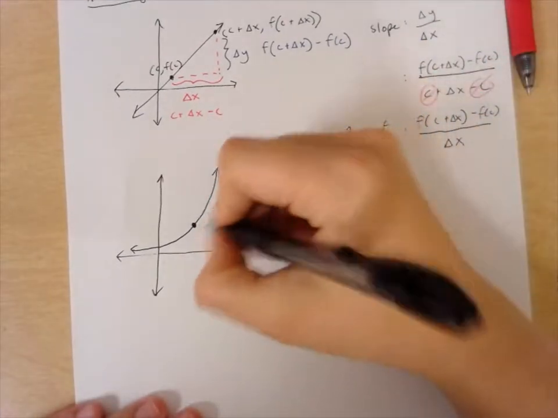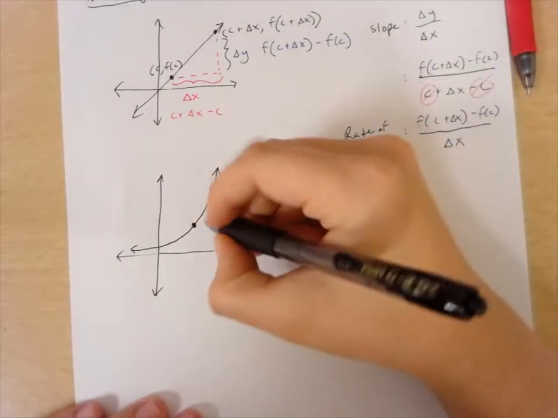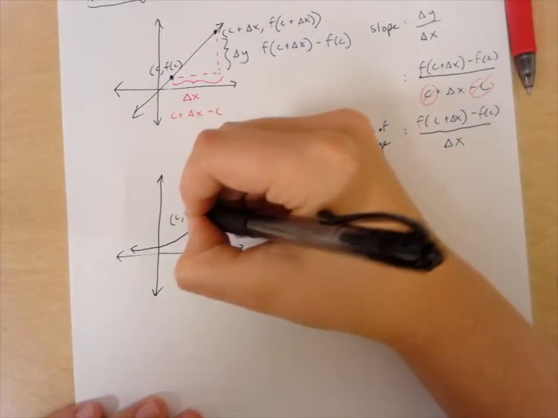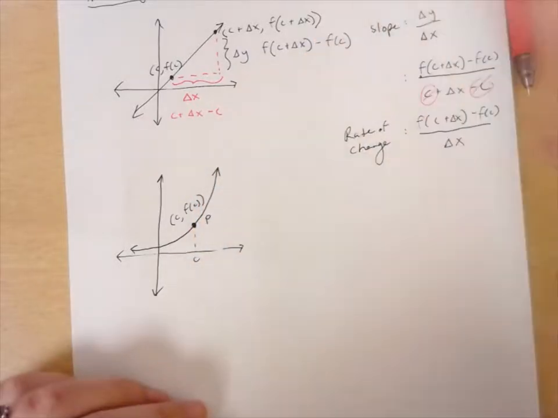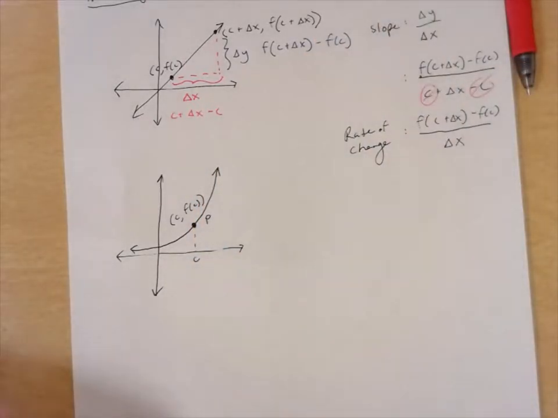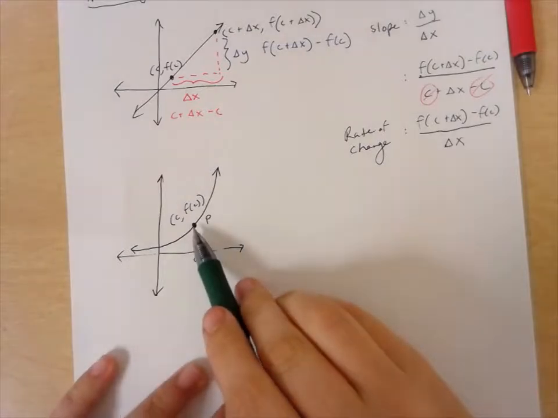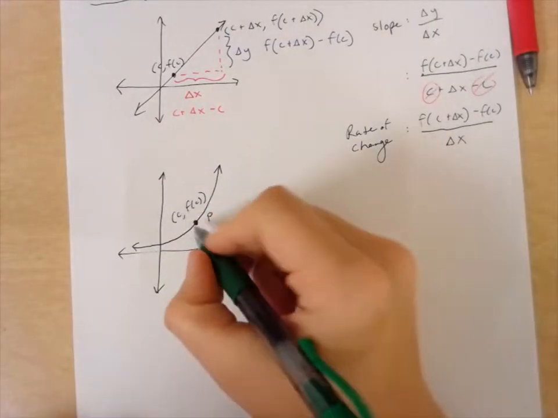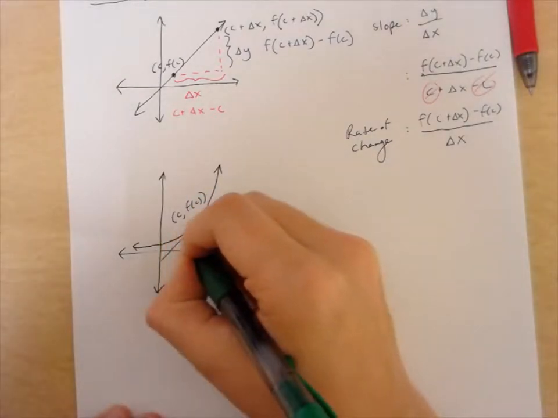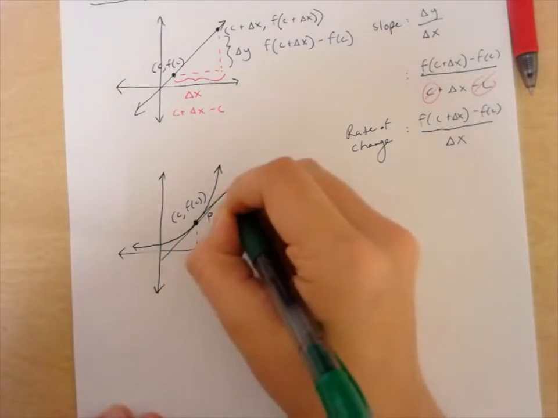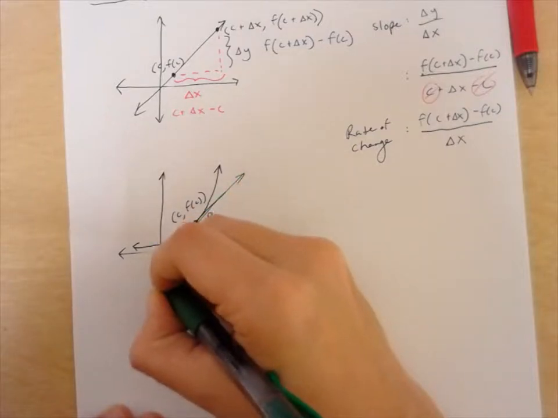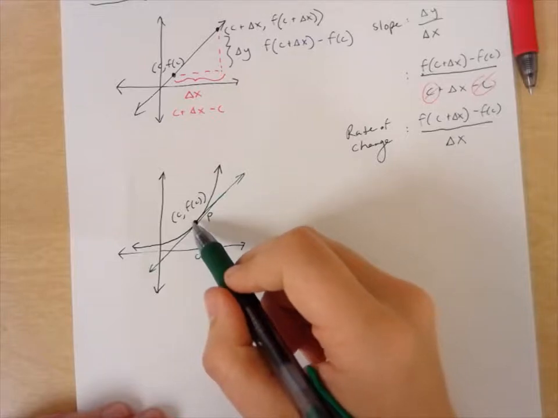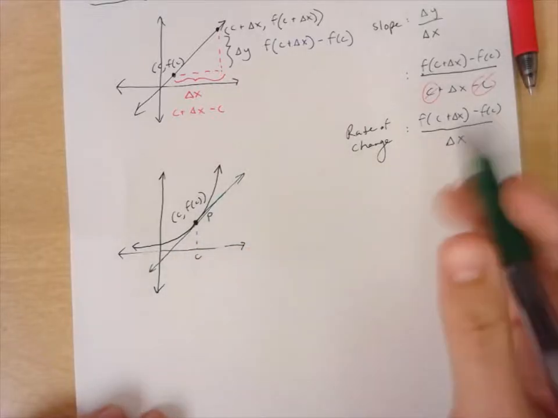And what we can do is call this point P, and we can call this the point C, comma, f of c. And remember, when we are finding the tangent line, what we're finding then is the slope through that point. So the reason that we make tangent lines at all is because this nice straight line through that point has the same slope as that point. That's why the tangent line is so central to us.